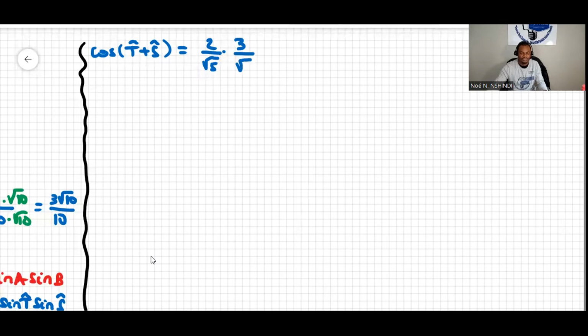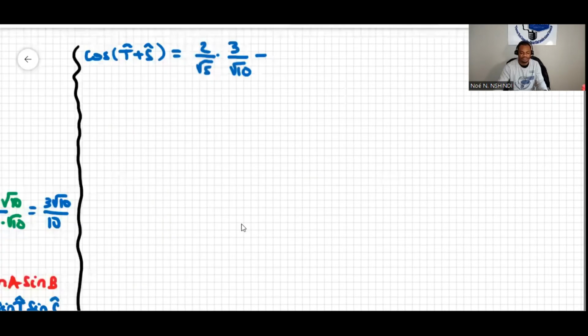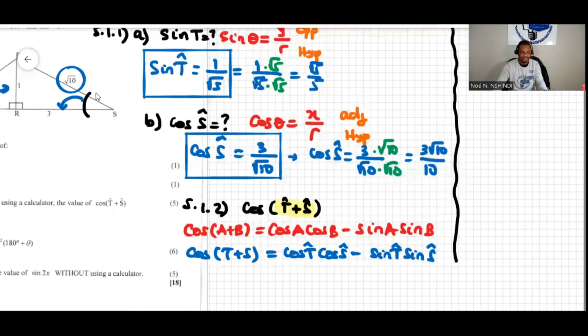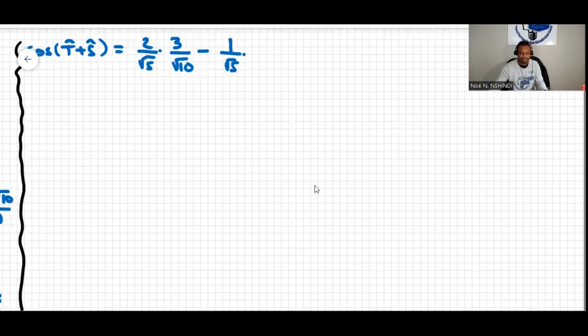minus sine T. So sine T was calculated here. It's 1 over √5. So we can substitute this value there, 1 over √5, and then multiply by sine S. We can just look here. Sine S, it's opposite over hypotenuse, which is, excuse me, √10, 1 over square root of 10. So this will be multiplied by 1 over square root of 10.